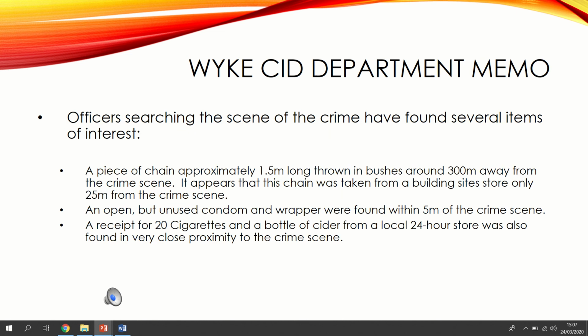They've also found that when they were searching the scene of the crime, there were several items of interest. A piece of chain, approximately 1.5 metres long, was thrown in the bushes around 300 metres away from the crime scene. It appears that the chain was taken from a building site store only 25 metres from the crime scene. An open but unused condom and wrapper were found within 5 metres of the crime scene. A receipt for 20 cigarettes and a bottle of cider from a local 24-hour store was also found in very close proximity of the crime scene. So these are the things that they have found.